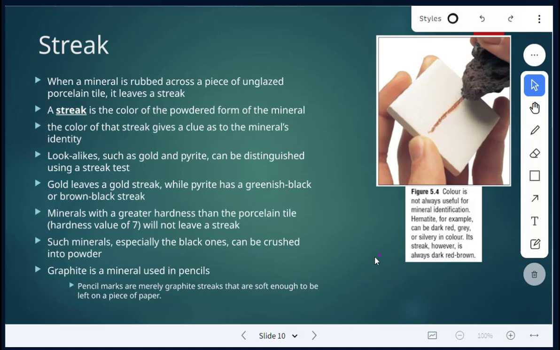In this example, it's hematite, which can be a dark red, gray, or silvery in color. But then when we do the streak test, it's always a dark red-brown color.